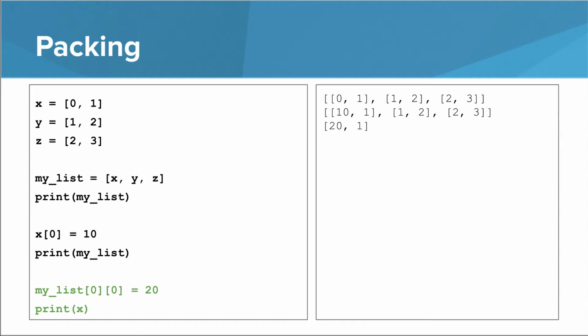Basically, x and mylist at 0 are both references to the same list. If you change that list through one reference, that change is reflected in the other reference. All this is possible because lists are mutable. This is what makes the two lines highlighted in green legal.